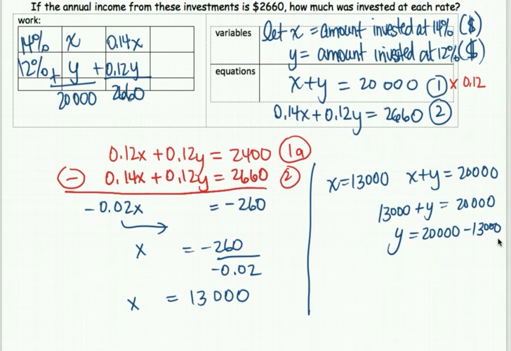Okay, and then you will get 20 minus 13, or $7,000. All right, so here is our final answer.